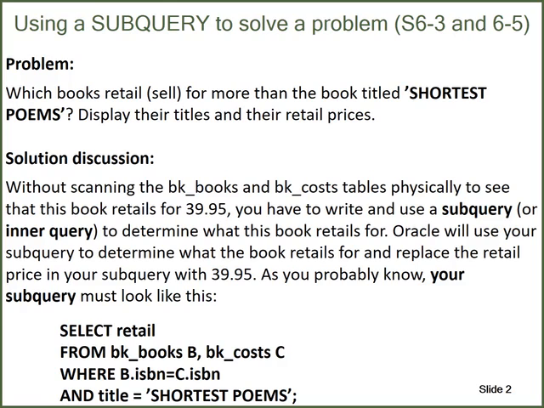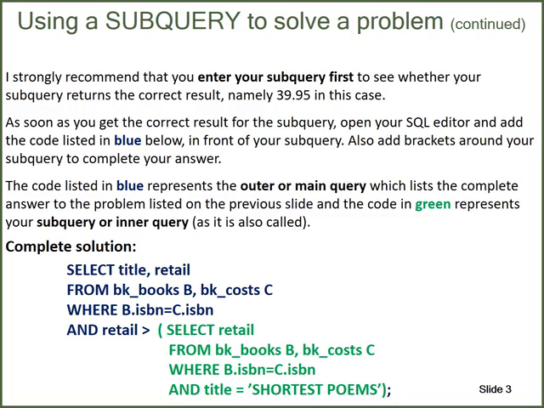Oracle will use your subquery to determine what the book retails for and replace the retail price in your query with $39.95. As you probably know, the subquery must look like this: select retail from BK Books and BK Costs, where B.ISBN is C.ISBN and title equals Shortest Poems. This query will give you the answer of $39.95, but you're not allowed to do two queries. You can only write one query, effectively one query inside another query.